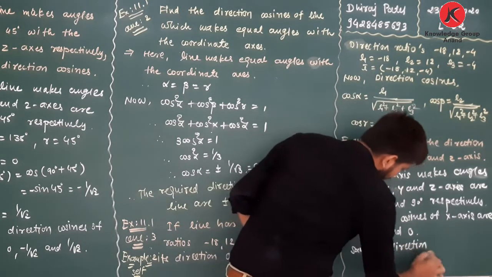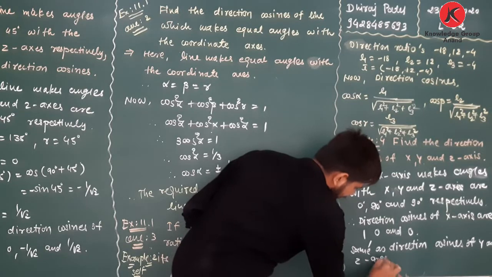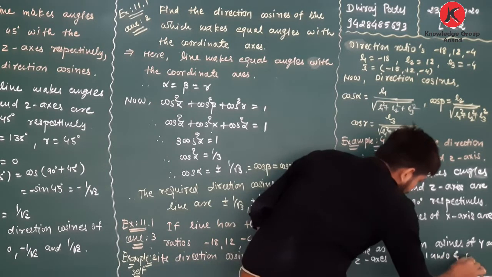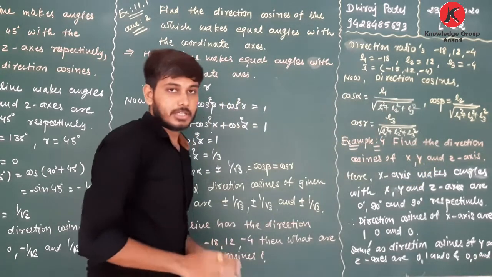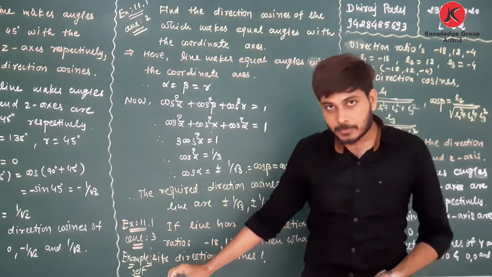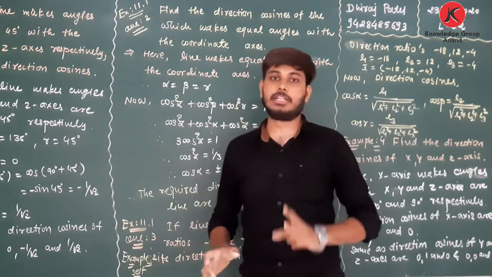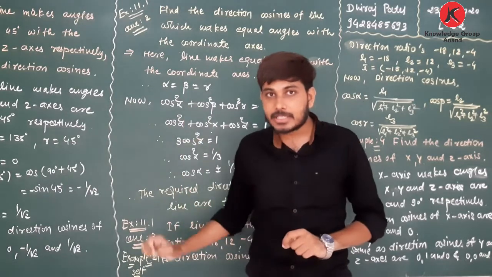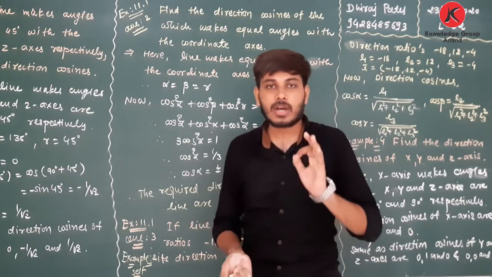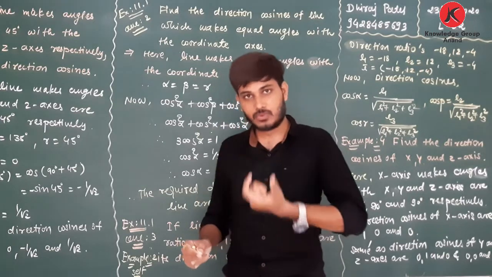Same as, direction cosines of y and z axis are 0, 1, 0 and 0, 0, 1. See here, the y axis makes an angle with the positive direction of x axis of 90 degree, with positive direction of y axis 0 degree and with positive direction of z axis 90 degree. Alpha is 90, beta is 0 and gamma is 90 for the y axis. Therefore, the direction cosines cos alpha, cos beta, cos gamma will be cos 90, cos 0 and cos 90, which will become 0, 1 and 0.